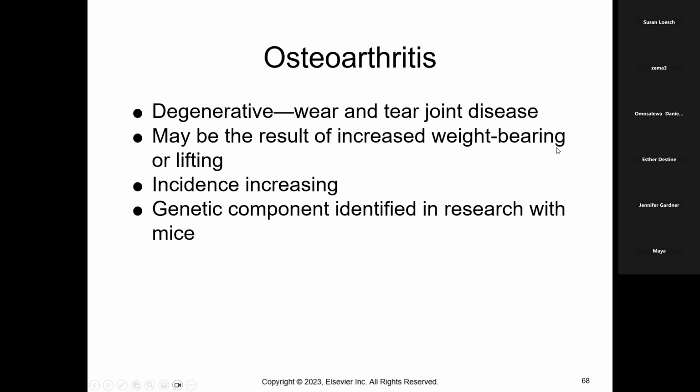All right, for the joints, osteoarthritis. Big thing here, wear and tear disease. All day is what they're going to refer to this as. Osteoarthritis is wear and tear.